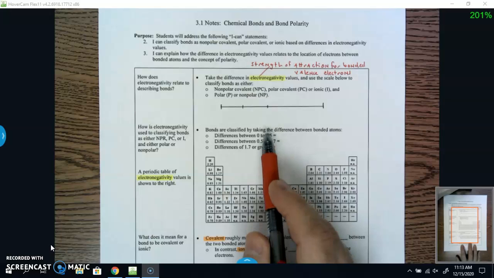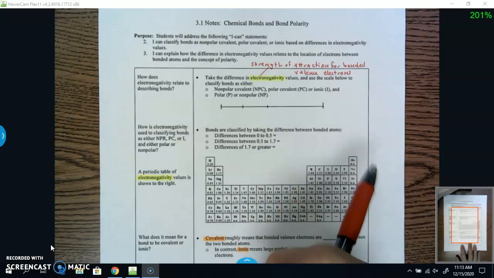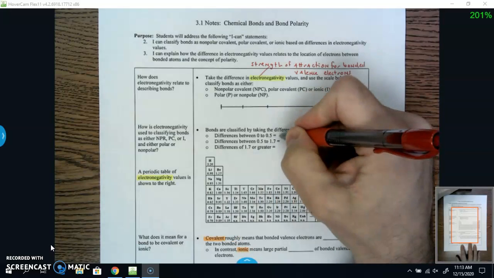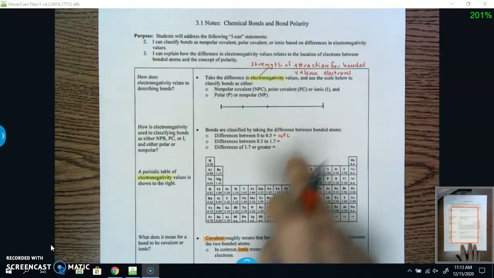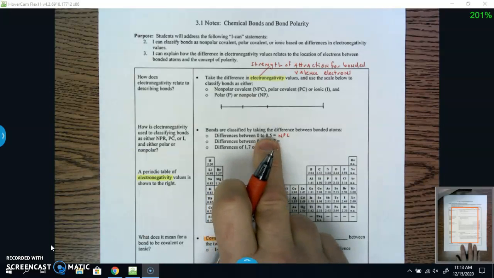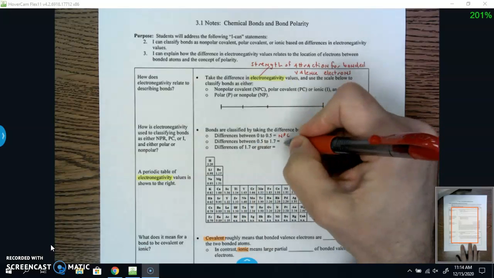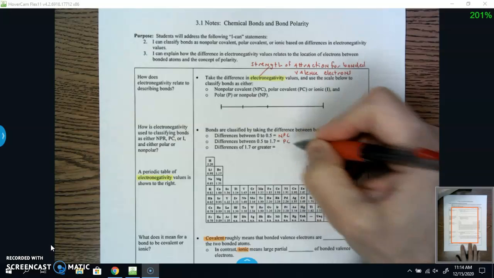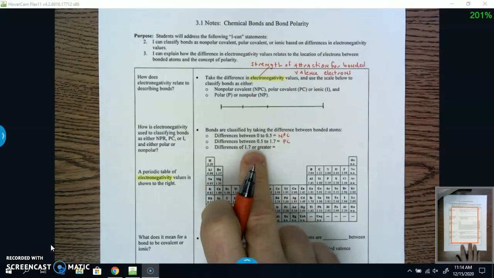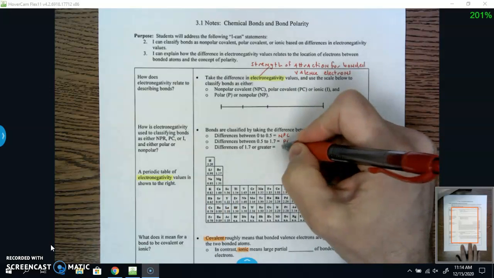You might remember that we previously learned that when we take the difference, we can plot the difference on a scale, and from 0 to 0.5, we classify that type of bond as a nonpolar covalent bond. Now, I think previously I told you the cutoff point was 0.7, and I was wrong about that. So we're going to change the difference to 0.5. If the difference is between 0.5 and 1.7, we classify that type of bond as a polar covalent bond. And if there's a really big difference, we classify that as an ionic bond.